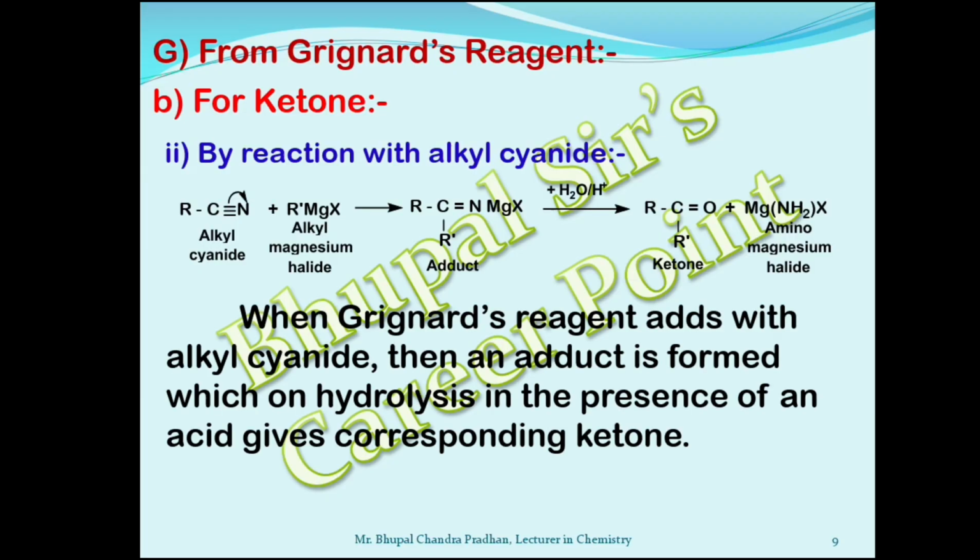Let us come for the description. When Grignard's reagent, that is alkyl magnesium halide, adds with alkyl cyanide, or in IUPAC we can say alkane nitrile, then an addition product or adduct is formed, which on hydrolysis in the presence of an acid gives corresponding ketone.